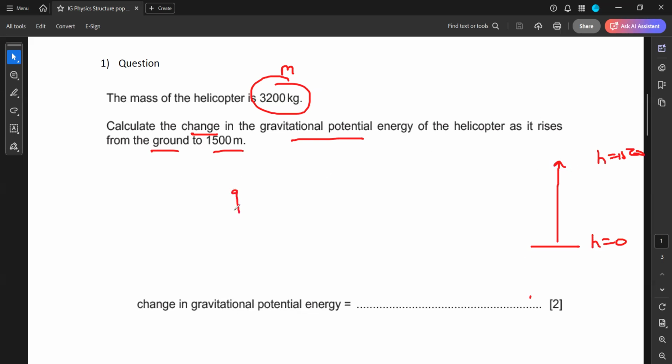If you want the change in gravitational potential energy, it is equal to mg delta h. Because the mass of an object does not change, the gravity does not change, but the height will change. It starts from the ground where the level is 0 and it reaches a position 1500 meters above the ground. So the mass is 3,200, the gravity we take as 9.8, and the change in height is 1500. When we multiply, this will give us the change in gravitational potential energy.